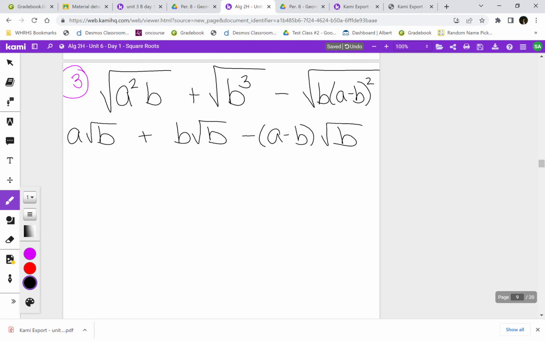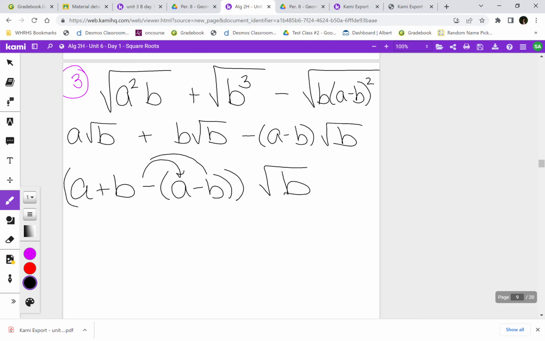Are the parentheses here important? Absolutely. Okay. So now, don't they all have the same radicand? So what does that mean? I can add all of their coefficients. So this is going to be A plus B minus the quantity of A minus B root B. I'm going to distribute in that negative. So then we have A plus B minus A plus B root B.